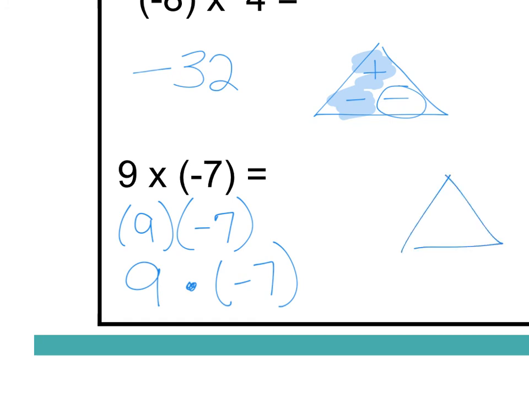So I'm going to draw my handy dandy triangle again. I'm going to multiply 9 times 7. What's 9 times 7? 63. Then I'm going to go to that handy dandy calculator, my triangle calculator. I have a positive times a negative. What's left? Negative, so I know my answer is going to be negative 63. Feel good?